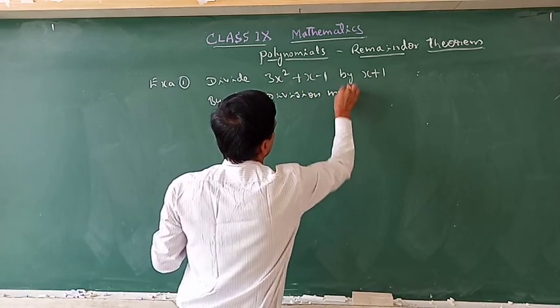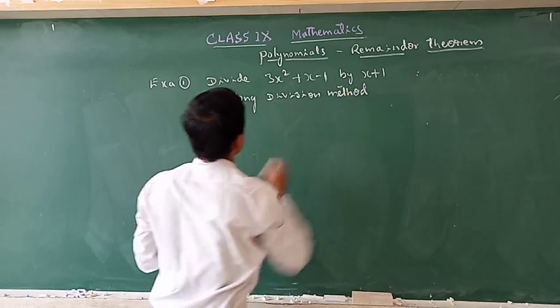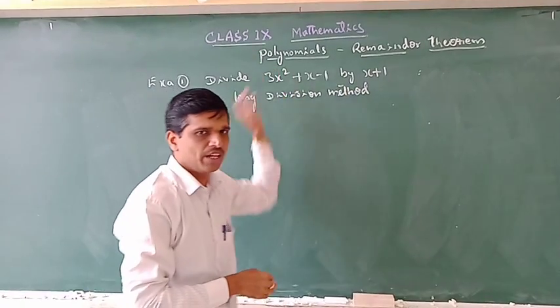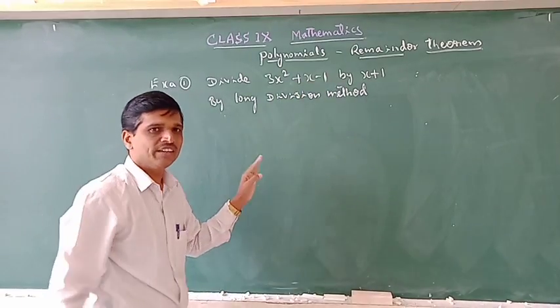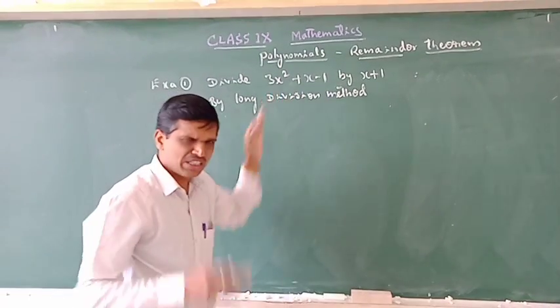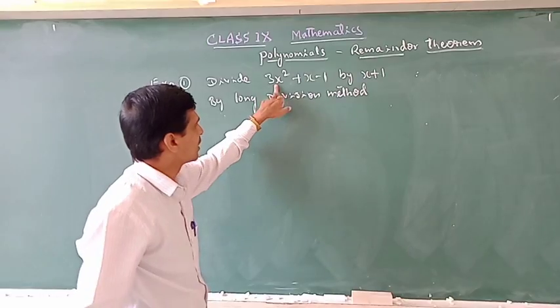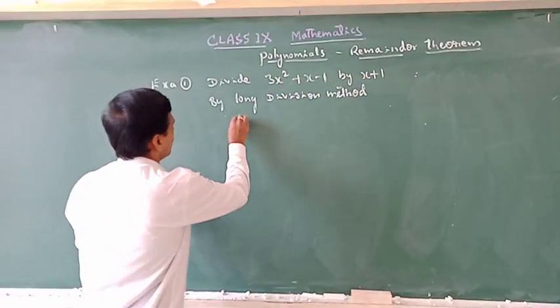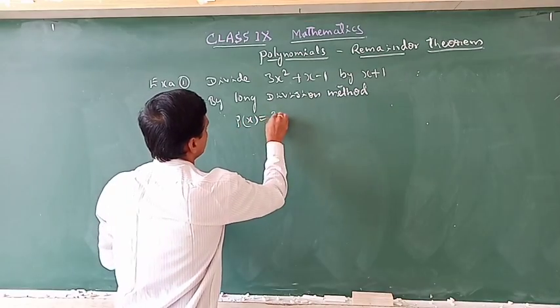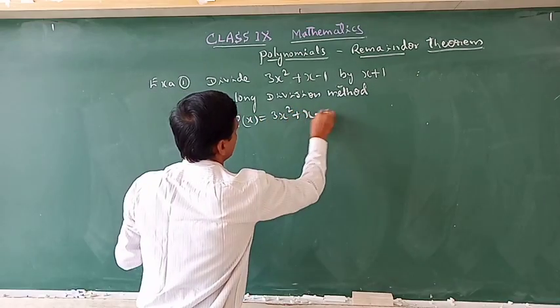Okay, method: by long division. Consider the divisor and the polynomial being divided. Always, which one has the highest degree? Here it is x square, and here x to the power of 1. So automatically p of x is equal to 3x square plus x minus 1.